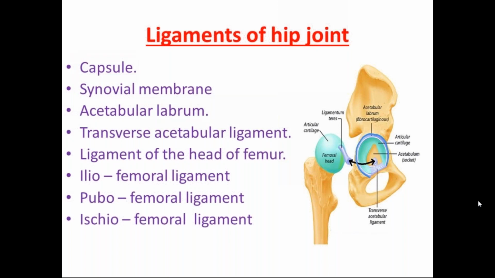Hence, the stability or strength depends upon various factors like the depth of acetabulum, the tension and strength of ligaments, and the strength of surrounding muscles. So, the main contributory factor for the stability and strength would be ligaments of hip joint, which are the capsule, the synovial membrane, acetabular labrum, transverse acetabular ligament, ligament of head of femur, iliofemoral ligament, pubofemoral ligament, and ischiofemoral ligament.